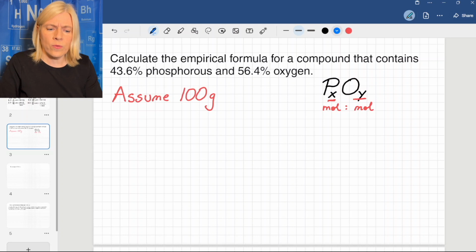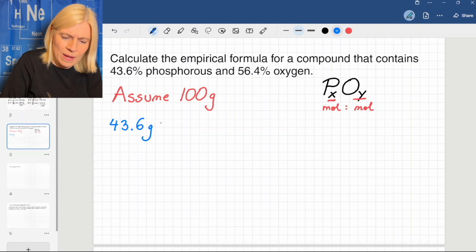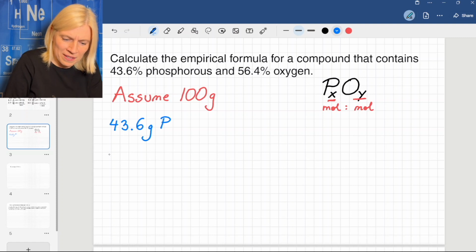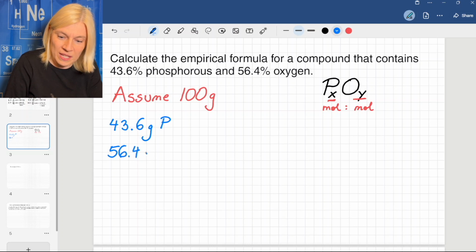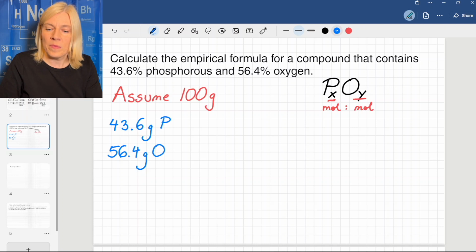Well, what's 43.6% of 100 grams? Wait, that means I have 43.6 grams of phosphorus. And what's 56.4% of 100 grams? Well, that's 56.4 grams of oxygen. I have my masses. But remember, we want to find X and Y.